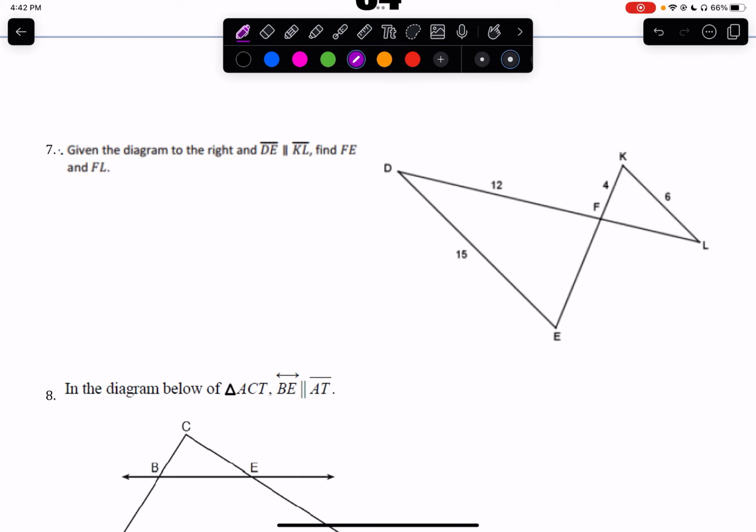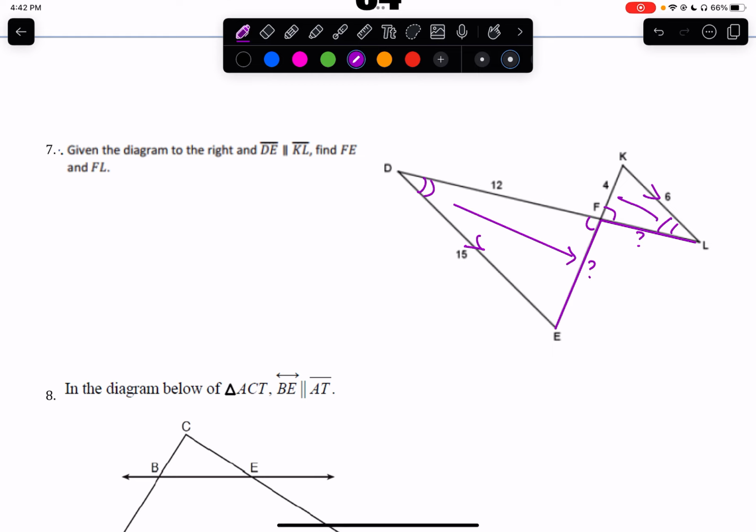Given the diagram to the right, DE is parallel to KL. Find FE and FL. Okay, so first let's mark our diagram. We know that these two are congruent because they're vertical angles, and these two are congruent because they're alternate interior angles. So you have to look and say what is corresponding to what.